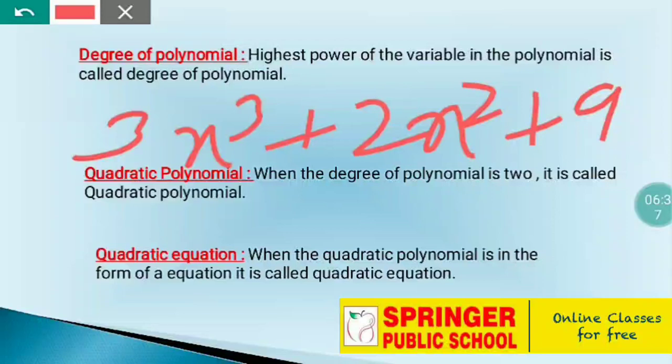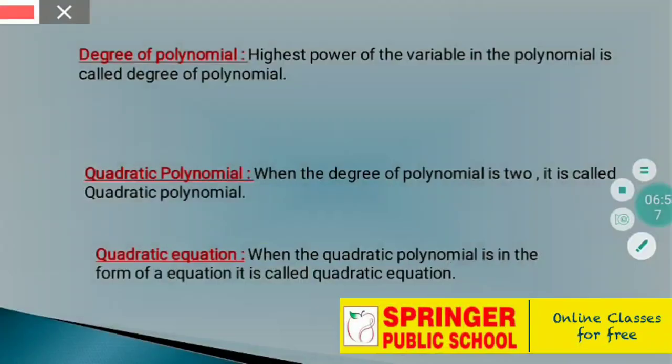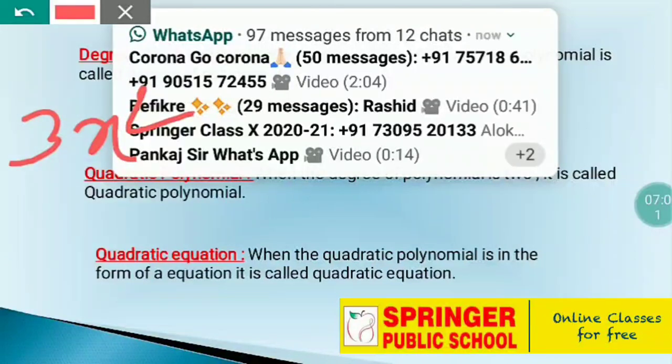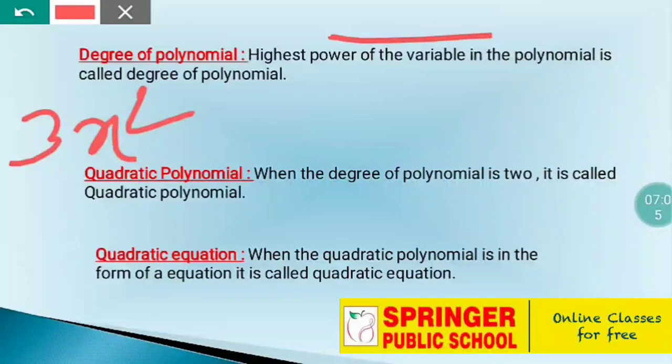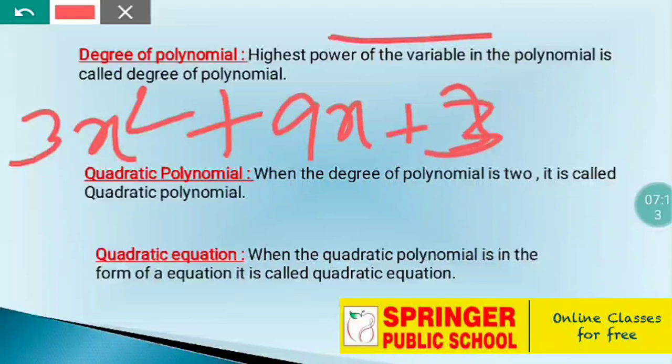Now, after quadratic polynomial, we will go for quadratic equation, which is the basis of our chapter, on which we are going to study the questions. When a polynomial is converted into an equation, it becomes a quadratic equation. Suppose I take a quadratic polynomial, 3x square plus 9x plus 3. Till now it's a quadratic polynomial. If I put an equal to sign and put any number on this side, suppose I have put 0 over here, now it converts into an equation, and this quadratic polynomial 3x square plus 9x plus 3 becomes a quadratic equation. Okay. Let's move on to the next slide.